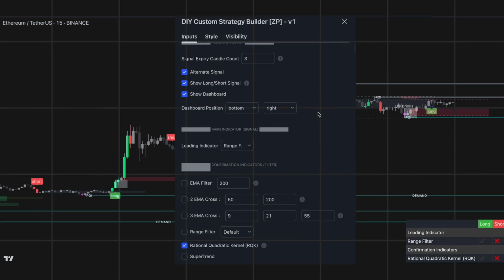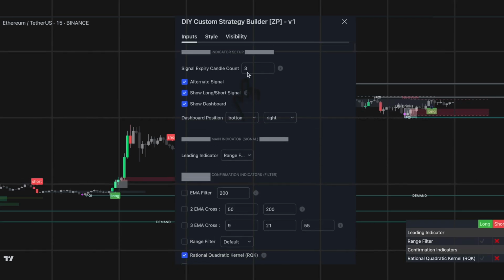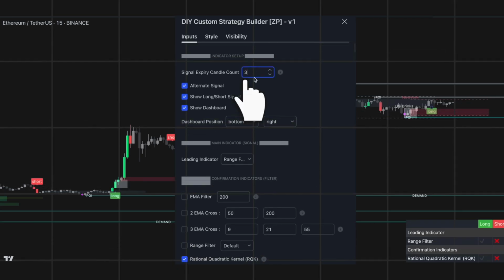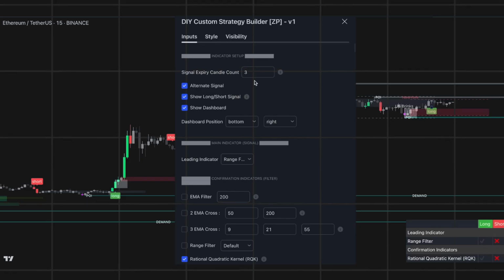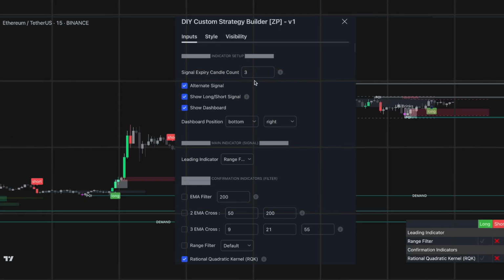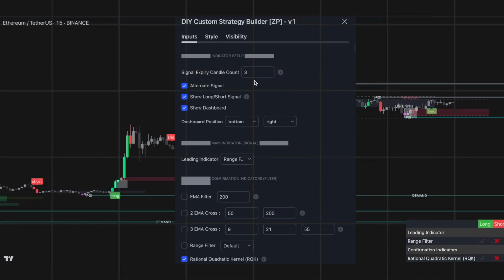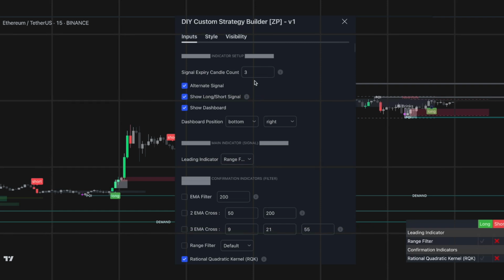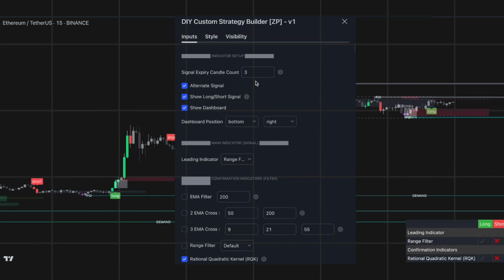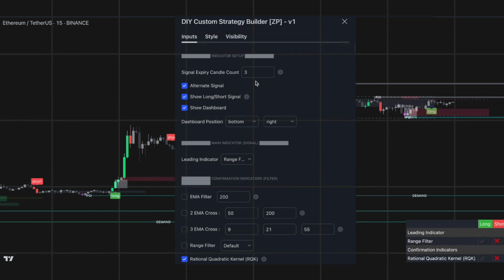DIY Custom Strategy Builder even has an option to set a signal expiry candle count. By default, this number is set to 3. This means that if the leading indicator generates a signal, it will wait for a maximum of 3 more candles for the rest of the confirmation indicators to catch up. If they do not respond in time, the signal will not be printed.